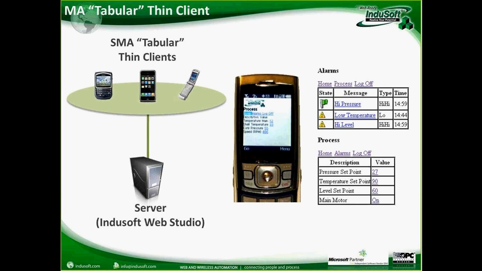And then we have the Mobile Access Tabular, or what we traditionally have called the Studio Mobile Access. That's what the SMA stands for. And it provides a very simple textual-based interface. So for devices that might not have a full functional HTML5 browser, this is a good option that you can provide to your users, and they get basic functionality for monitoring and changing tag data, as well as monitoring and acknowledging alarms.